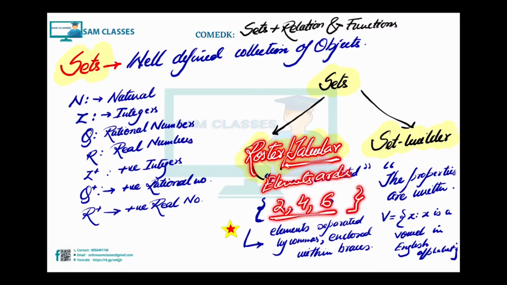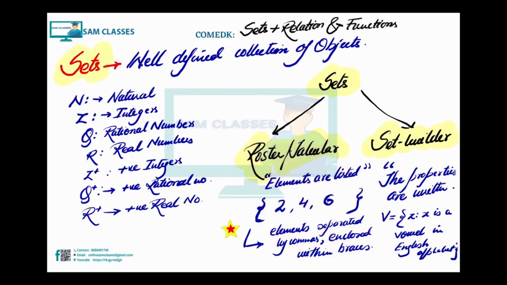These three elements belong to a set, separated by commas and then enclosed within braces. So elements separated by commas enclosed within braces. Now the other way of writing a set is what? Set builder. Here, instead of writing the elements, we write the property by which we are forming the elements.